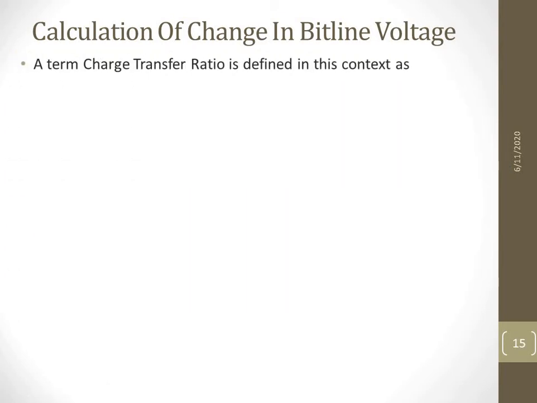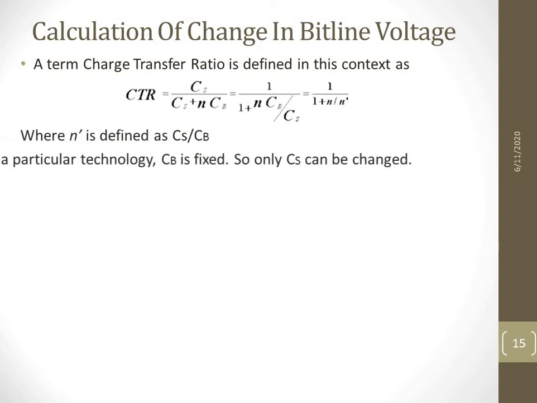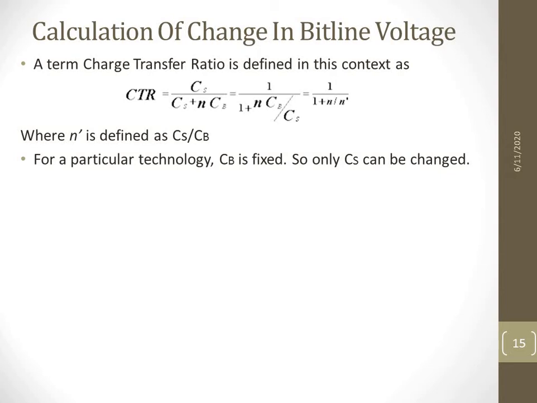So a term charge transfer ratio is defined in this context, in short we call it CTR, which is CS by (CS plus N CB), which is 1 by (1 plus N CB by CS). If I consider CB by CS, then it is 1 by (1 plus N by N dash), where N dash is CS by CB, as I said. For a particular technology, the bit capacitance is fixed. Only CS will be changed because it is a stored capacitance.